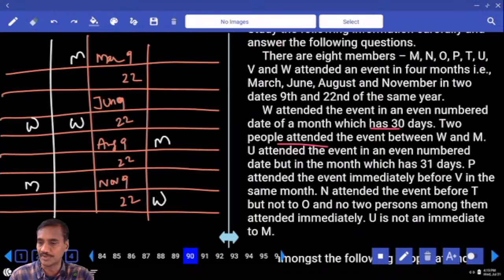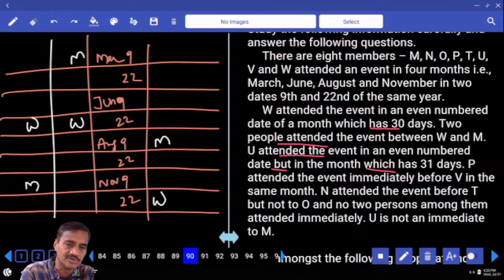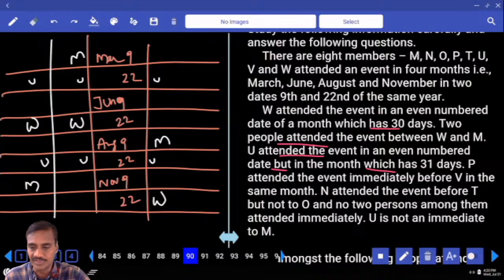3 possibilities we have. And U attended the event on an even number date, but in a month which has 31 days. 31 even number date. Now here U can be here or U can be here, 2 possibilities. And here again, U can be at this place. Now in this case also you have U. And U can be either March or August 22nd.